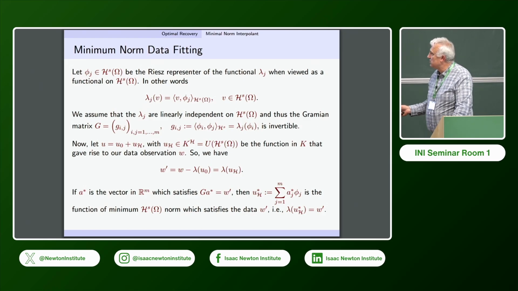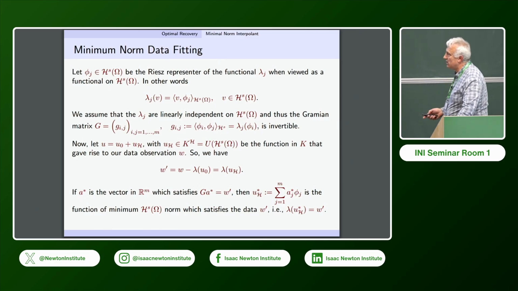So we also have to approximate what is W prime, which means we have to use the calculation of the solution U0. Then, if A star is the solution of this system, easily that would be our solution at the end. So that is the way to solve the minimum norm interpolant and find the solution.